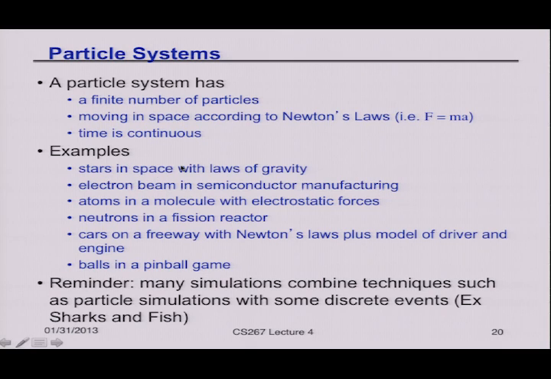Stars in space moving under gravity. A star is modeled as a point mass moving around. An electron beam in semiconductor manufacturing, so the particles are electrons and they have forces on them from all the electrostatics. Atoms in a molecule, again, electrostatic forces. Neutrons, so no electrostatic forces anymore, but they're bouncing off of things in the reactor as they move around.